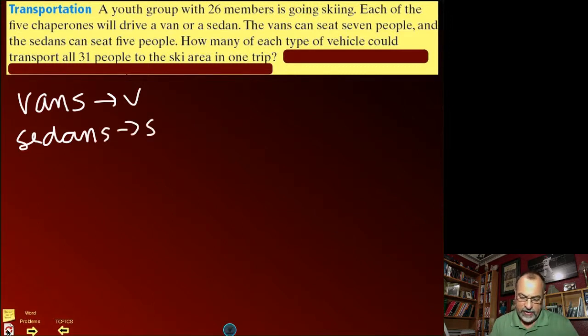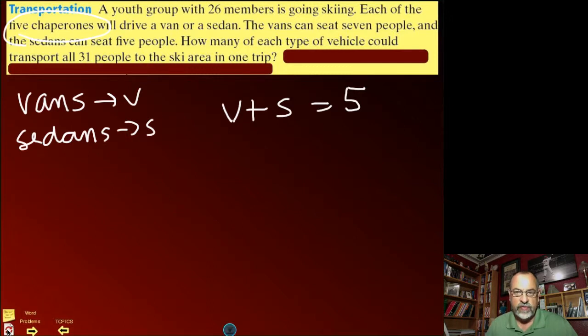So now it says here that we're going to be taking 5 chaperones who are going to be driving these vans and sedans. So if we drive vans and we drive sedans, there are going to be 5 people driving those, so that's going to give us a total of 5 vehicles. All right, so that's one equation, how many people are going to go.